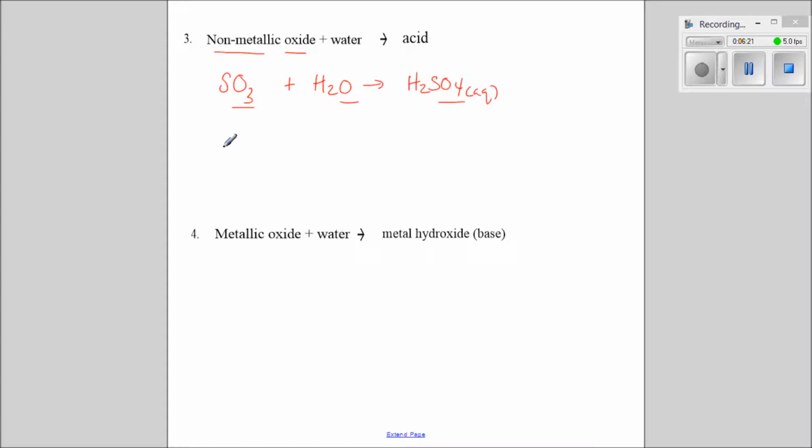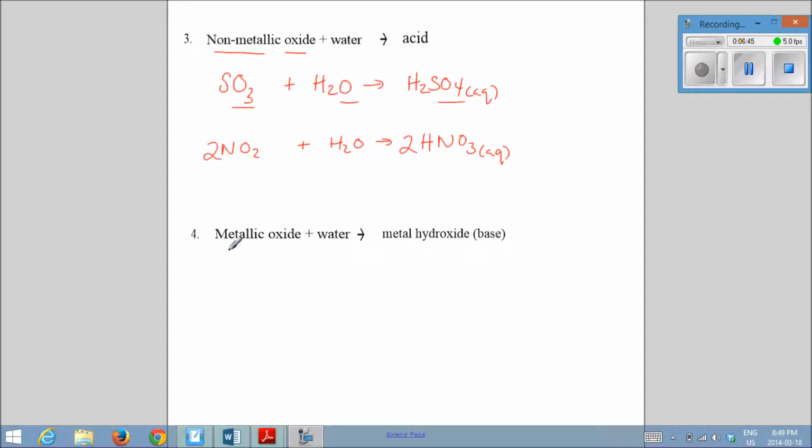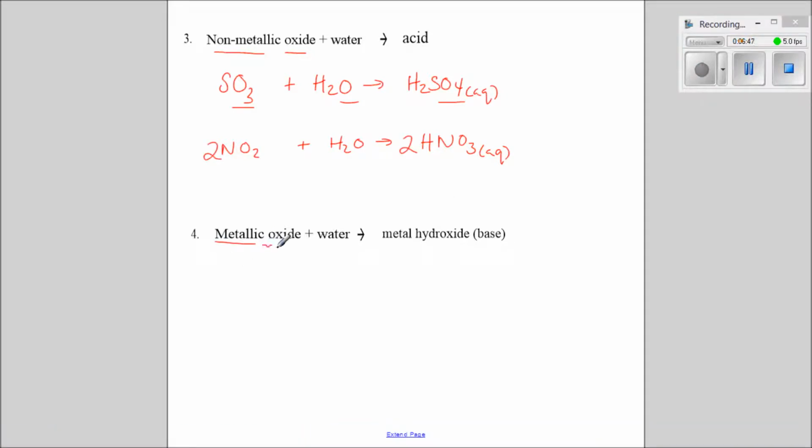So another example that we would have is another component that leaves your exhaust pipe, specifically if you have an old car, nitrogen dioxide. Now this one will combine again to form, if we take a look here, nitric acid. So in the interest of time, I'm not going to balance that guy out, but that's what that looks like. In our last example, we have a metallic oxide, so something with oxygen again, plus water equals a metal hydroxide, which is a base.